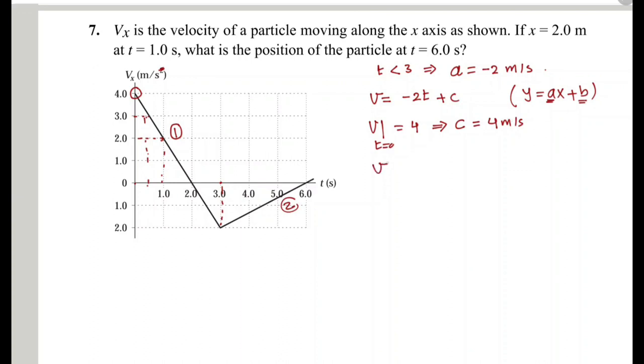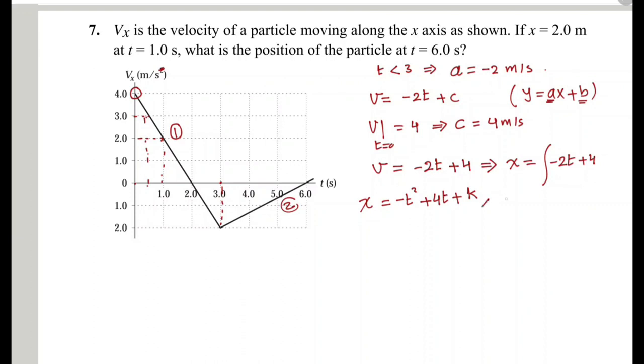Now the equation for the velocity: v equal to minus 2t plus 4. Now to find the position, we have to integrate this v, and x in this case is equal to the integral of minus 2t plus 4. Now x after the integration is equal to minus t squared plus 4t plus some constant, let's name it k.